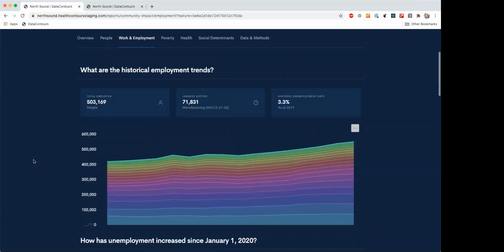Okay, great. Yeah, so for those of you who don't know me, I'm Mike Reich with Data Contours. We've been partnering with the North Sound on data modeling, and as Nicole mentioned, the COVID forecast, as well as this new community impact report, which we'll talk over today.